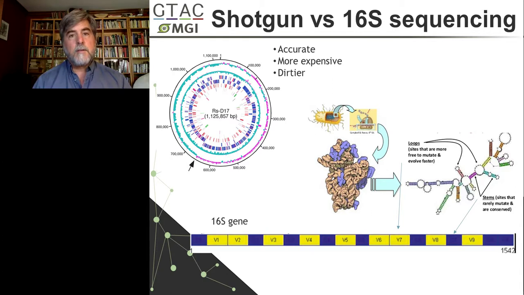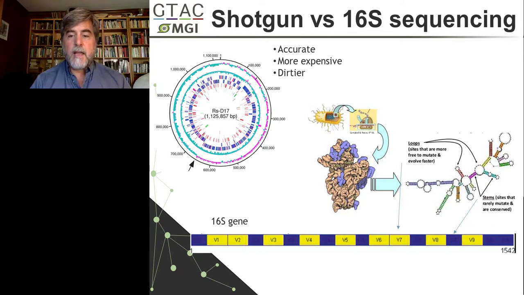So one way to address this problem is rather than sequence the entire bacterial genome, scientists a number of years ago began sequencing just one of the genes. It was the gene that coded for one of the ribosomes in bacteria, the 16S ribosome. This is a picture of the protein of the RNA and the protein bundled together.